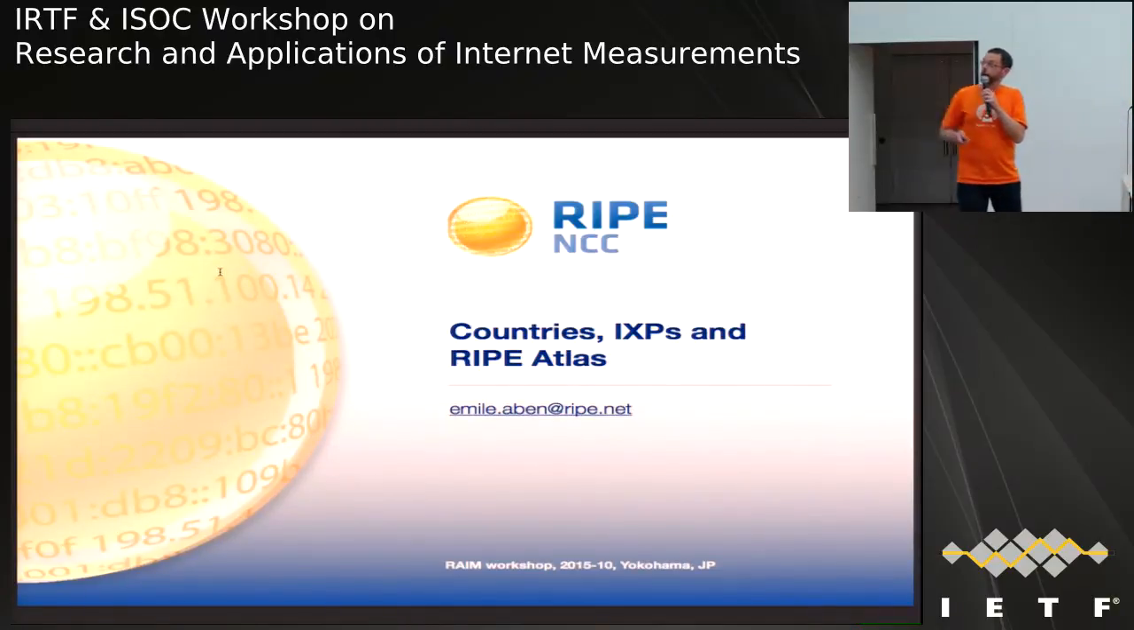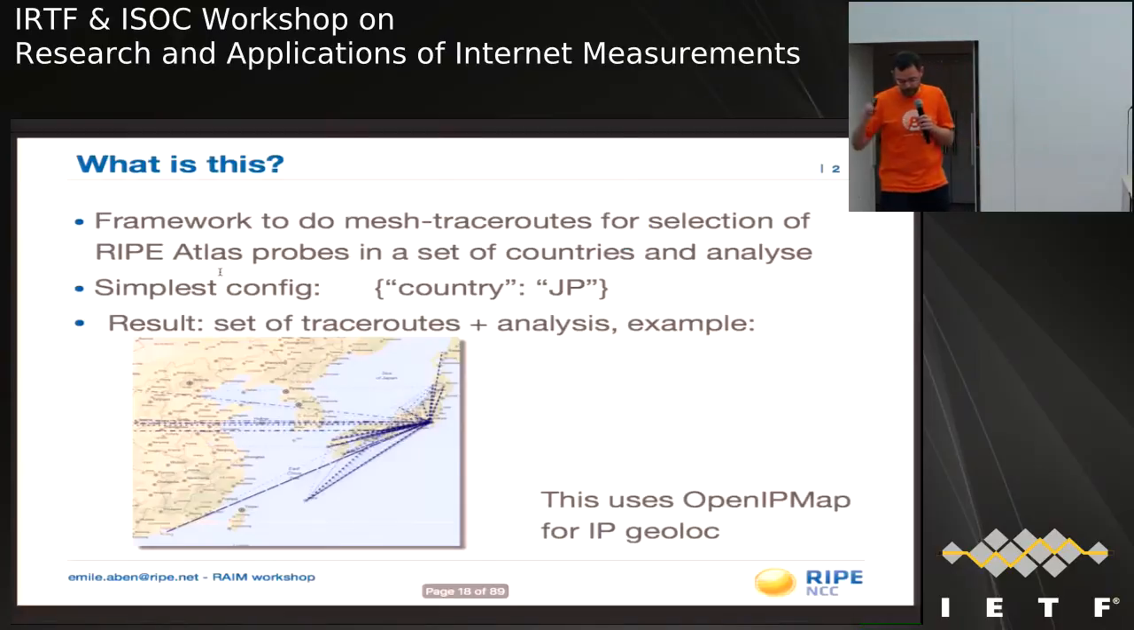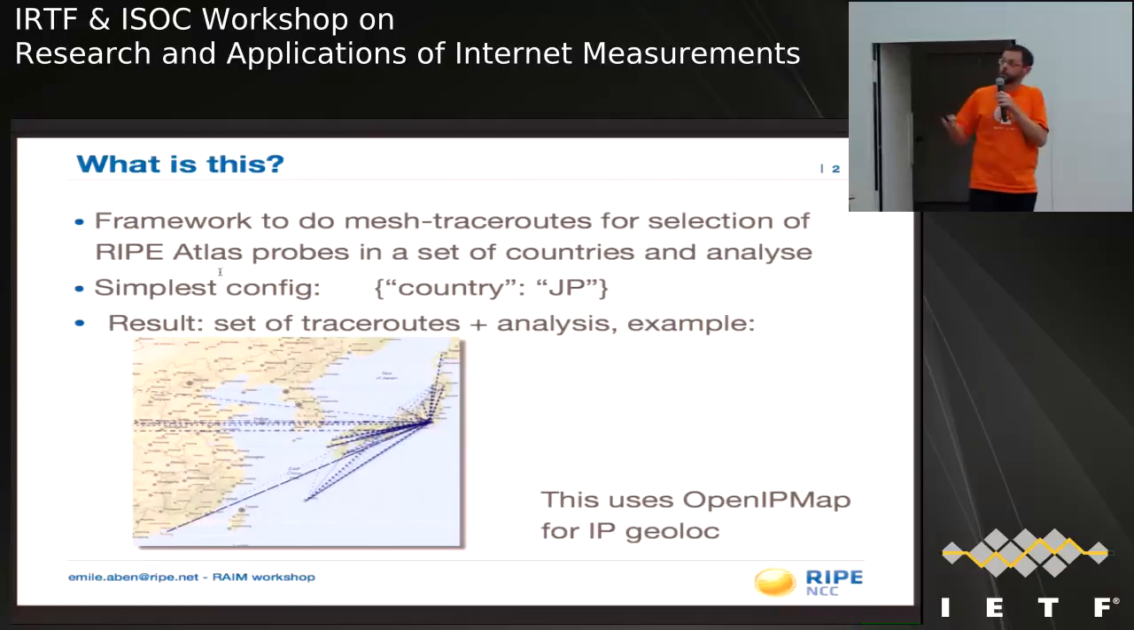Hi. I want to briefly talk about countries, IXPs, and RIPE Atlas. It's a fun little project I've been developing using RIPE Atlas probes and subselecting probes from the huge volume of probes we have, about 1,000 in France, for instance, to actually do a mesh of traceroutes between these and collect these and have a framework for analyzing them.